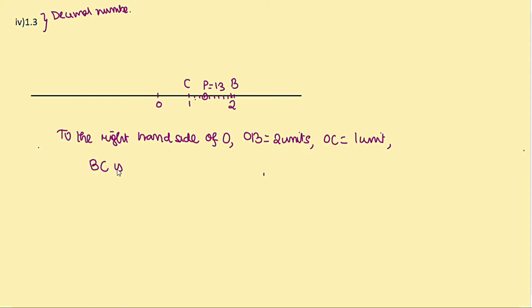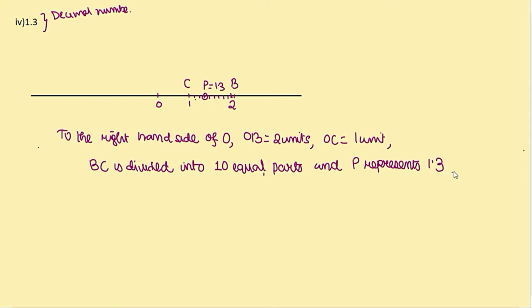BC is divided into 10 equal parts, and P represents 1.3.